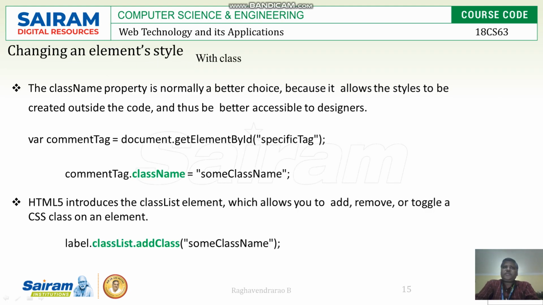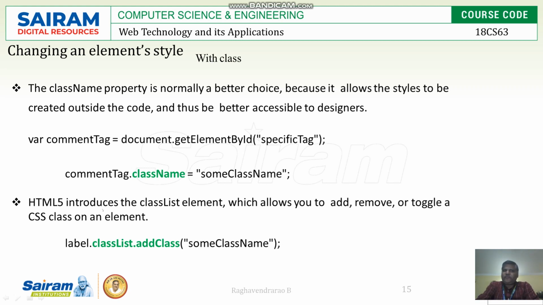Then we have changing the element styles by using the specific operation. Now you can see changing an element style with the class name. The className property is normally the better choice because it allows the styles to be created outside the code, and it is better for designers to access. So var commentTag equals document.getElementById with the specific tag, then commentTag.className, where we specify the class name.